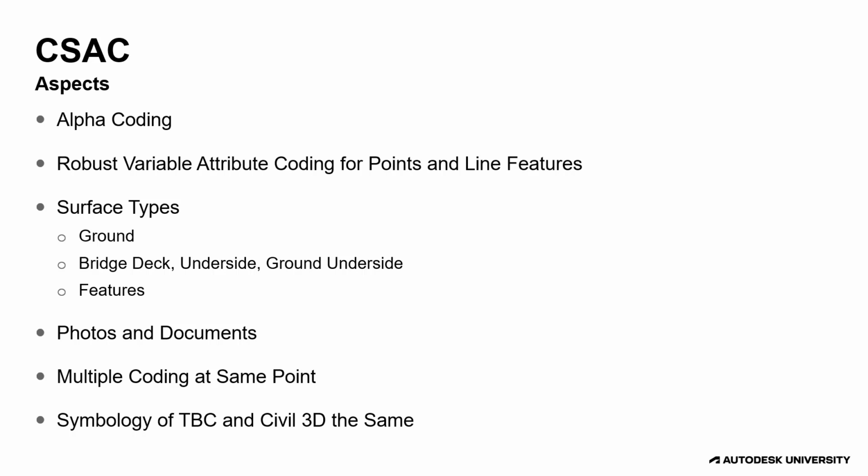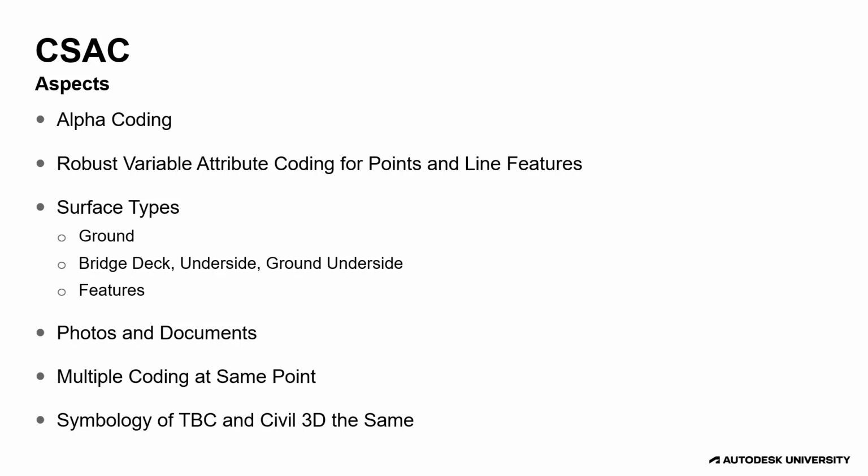So CSAC methodology is going to allow us to have a picture out in the field. It then gets attached as the file name to the point as an attribute, or we may have a document, such as an easement, and then we're going to have that link. So in Civil 3D, you can click the link, and it's going to open up that document or that photo to easily be found. And we can have multiple coding at the same point.